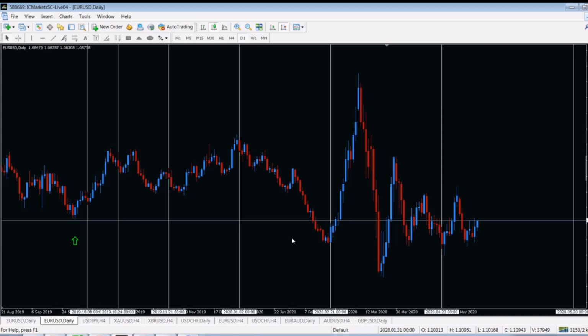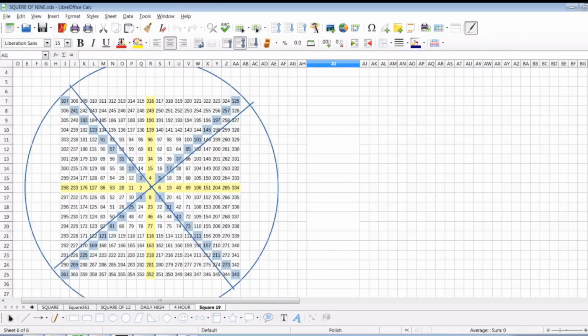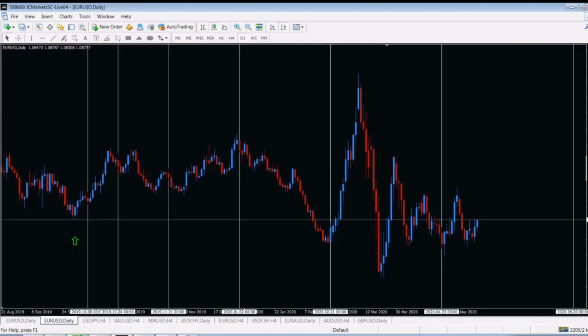Juan found the lowest point on the chart of EURUSD in 2019, and this is the point I mark with the arrow. This is the lowest point of 2019, and the value was 1.08790. We are not talking now about what place on Square of Nine it would correspond to at the moment, but let me show you where the idea was.